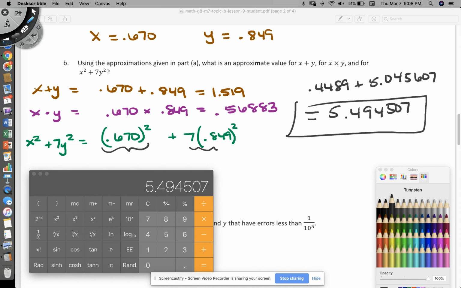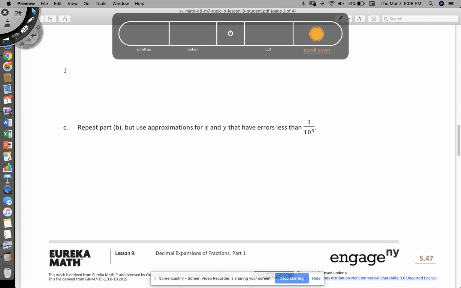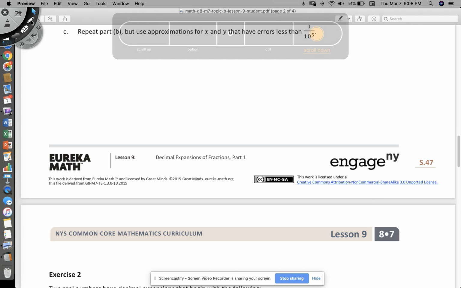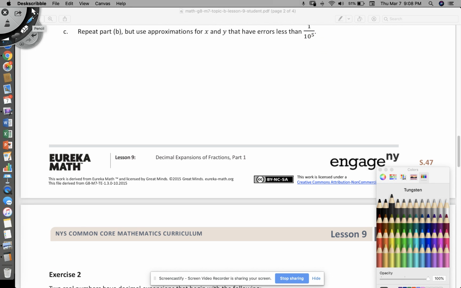All right, let's look at C. C says, repeat part B, but use the approximation of X and Y that have errors less than 1 over 10 to the 5th power. Well, first, let's go ahead and explain what 1 over 10 to the 5th power is. That's going to be 5 numbers after decimal. So 1, 2, 3, 4, and 5 would be where the 1 goes. Okay, so that's 1 over 10 to the 5th power.